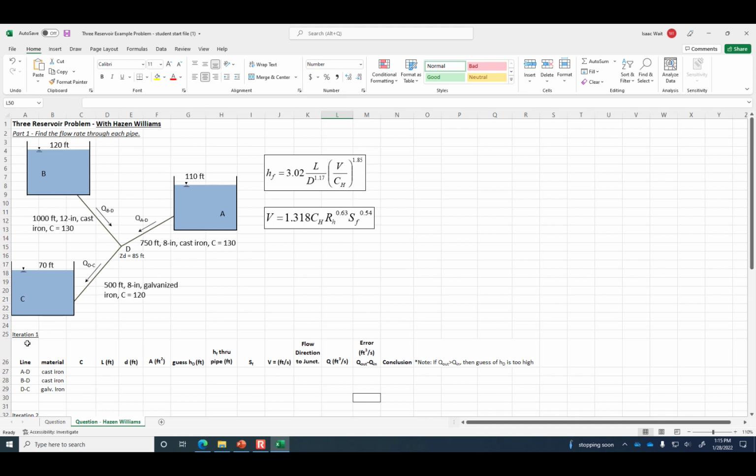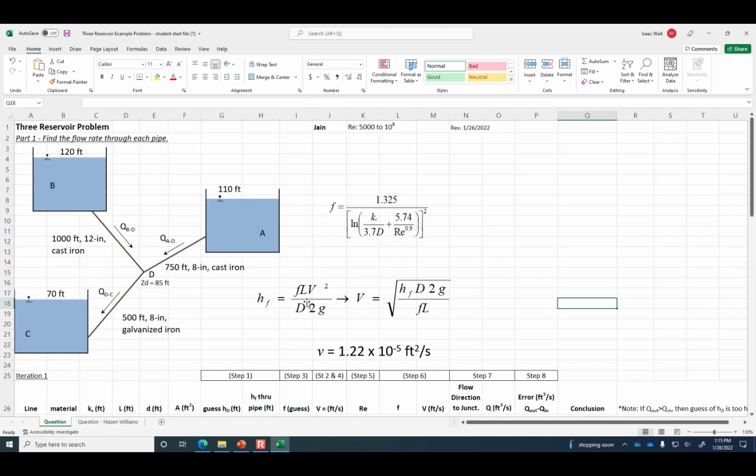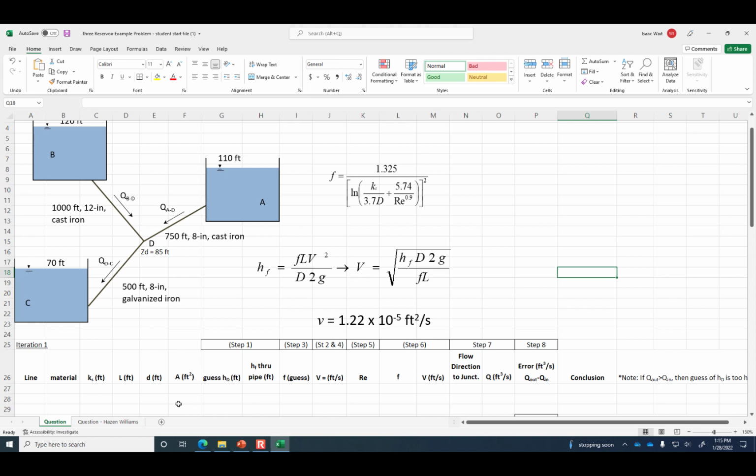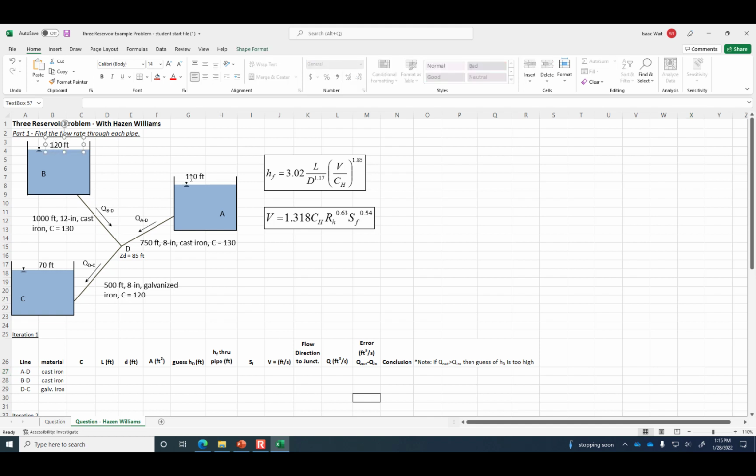And look at these column titles across the top have been adjusted. It's not quite as much information. There's fewer steps because it's not an iterative process. We're not having to recalculate the F value. We can just solve it directly. So let's go through this same example where we've got 120 feet for the top reservoir, 110 for the middle reservoir, and 70 feet for the lower reservoir.